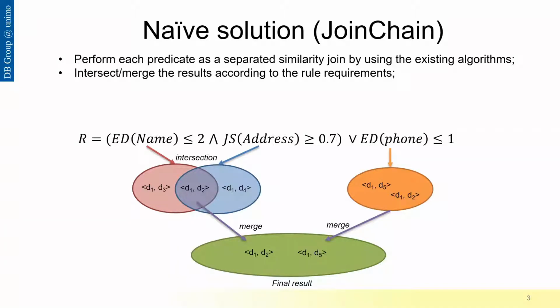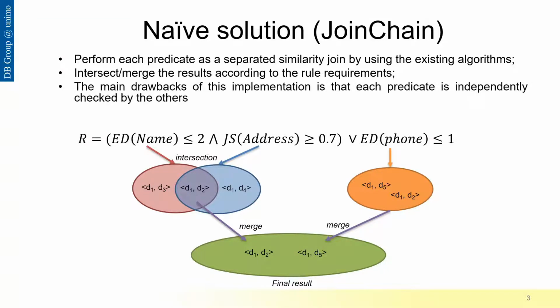The main drawback of this implementation is that each predicate is independently checked by the others, so the same pair can be checked multiple times also when it's not necessary. For instance, here we have that the pair d1 d4 was not needed to be checked in the second predicate, since it didn't appear in the first result set. Or we can see that the pair d1 d2 was already kept by the first part of the rule, so it was not needed to be checked in the second part.